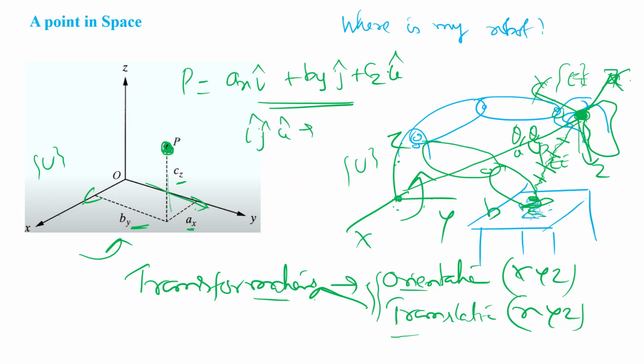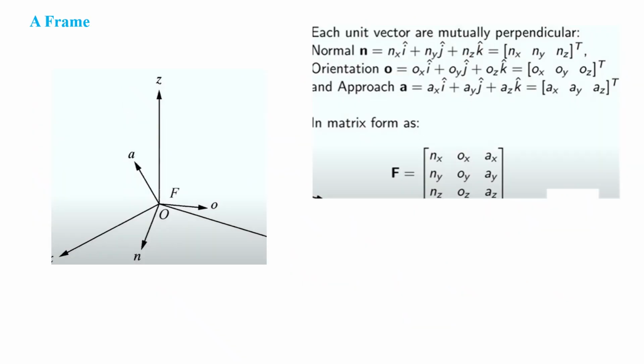The i, j, k are the unit vectors, and x, y, z are orthogonal to each other, which is 90 degrees to each other. So in this way, we can represent a point in space. Now we'll discuss how to represent a frame in space.